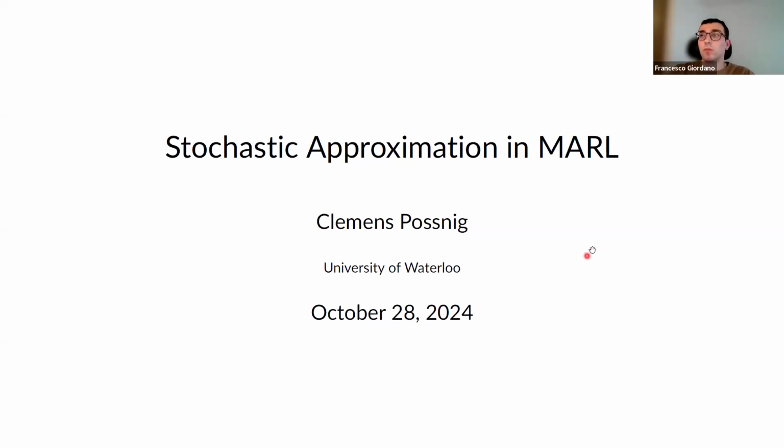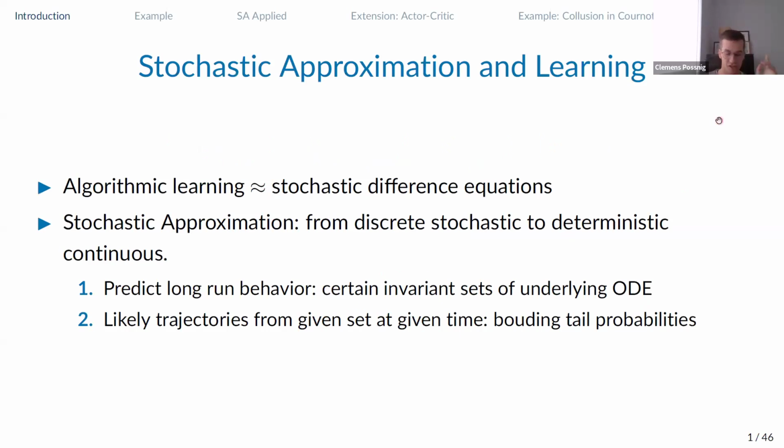So this method that I want to introduce, or that we heard a little bit about so far, is stochastic approximation. In general, for many algorithmic learning schemes, you can think of them as stochastic difference equations. They live on discrete time, every period you get some observations, and then you update your algorithm sequence. Of course, it's stochastic because usually you're learning in some kind of uncertain environment. Stochastic approximation is a method that, under some assumptions, takes these discrete stochastic systems and makes predictions about their behavior using a deterministic continuous time system.